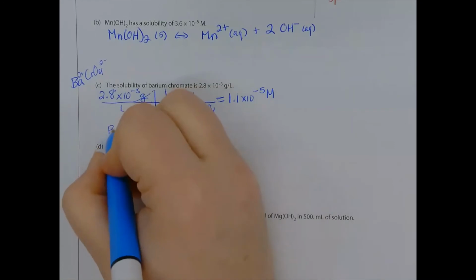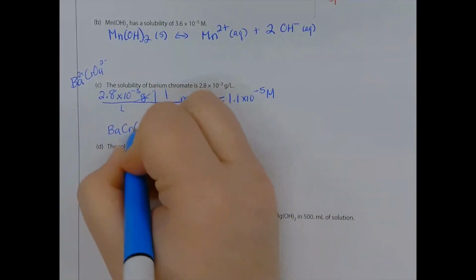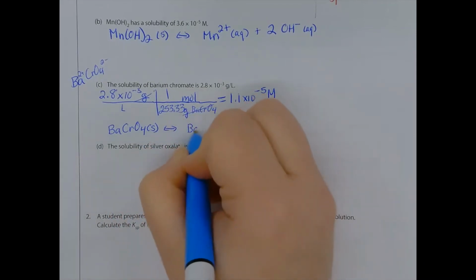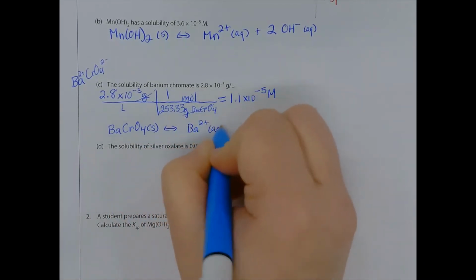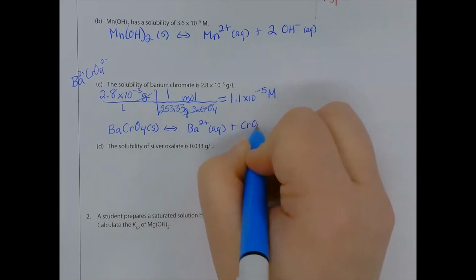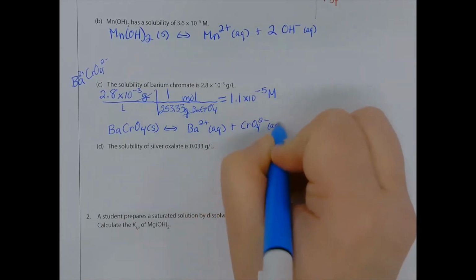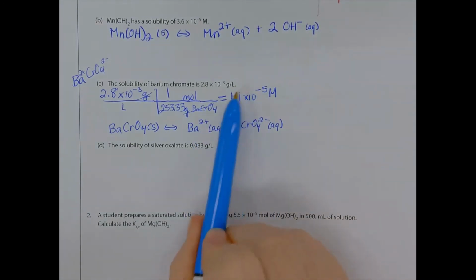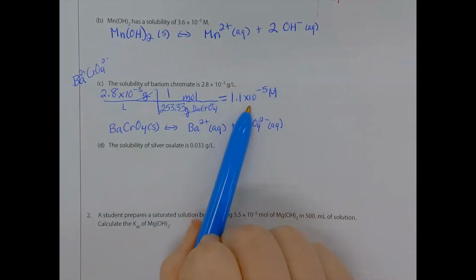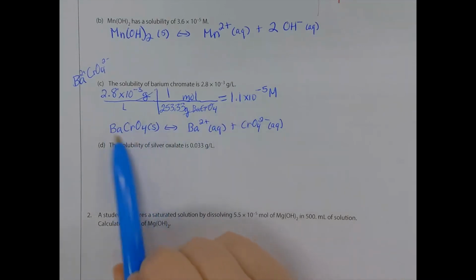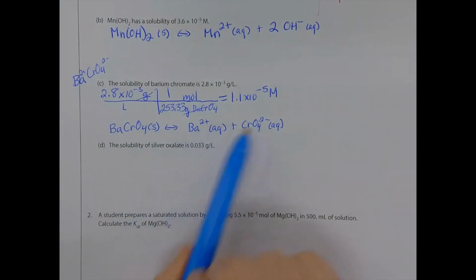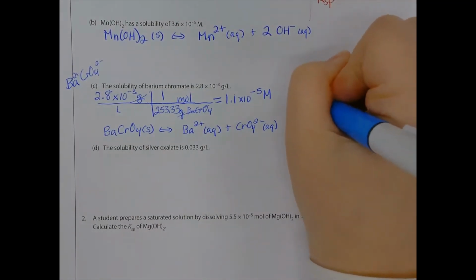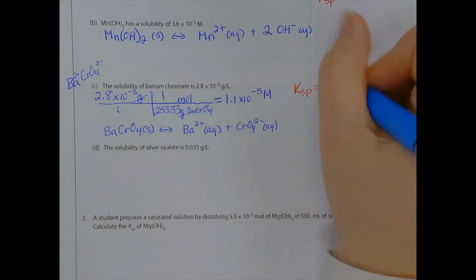So we can take our chemical barium chromate, write its reaction, right? Since this is a 1-to-1 ratio, this molar solubility of our chemical is equal to the solubility of each of the ions. So we can go ahead and write our Ksp equation.